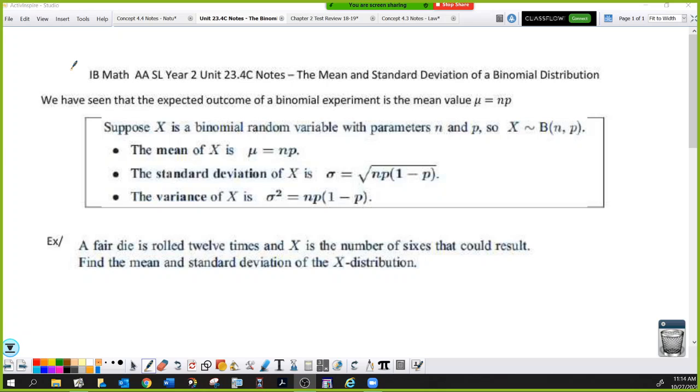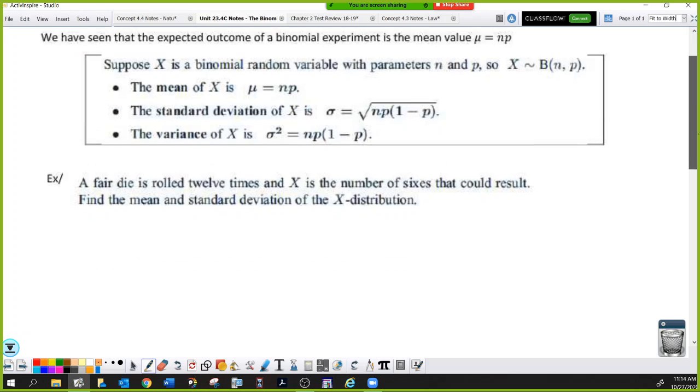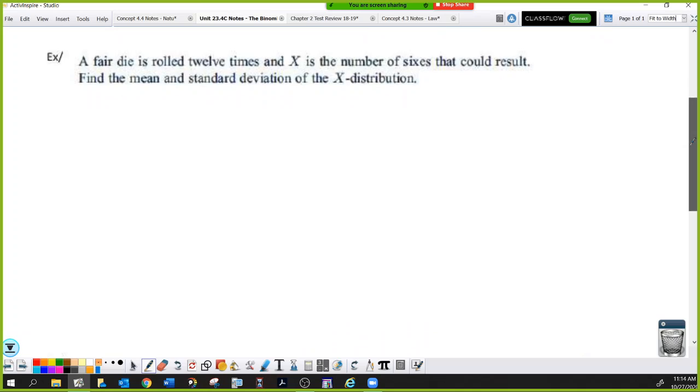The standard deviation, though, sigma, equals the square root of np times 1 minus p. And that 1 minus p is the probability of failure, right? If p is probability of success, 1 minus p is probability of failure. It's just a complement. And then the variance would be that thing squared, because the variance is just the standard deviation squared. So standard deviation and variance of binomial distributions, fun.